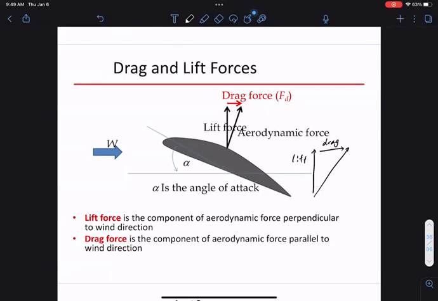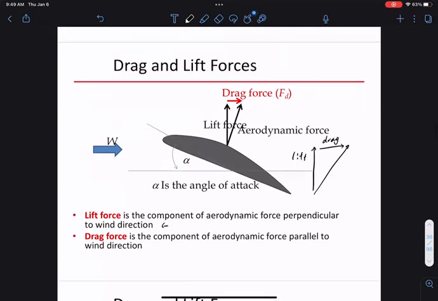For wind, what we care about is the lift force, because our blade is fixed on the turbine. The drag really doesn't do anything. It's just a force pushing against the tower that the blade is fixed to. So what we want is to maximize the lift.